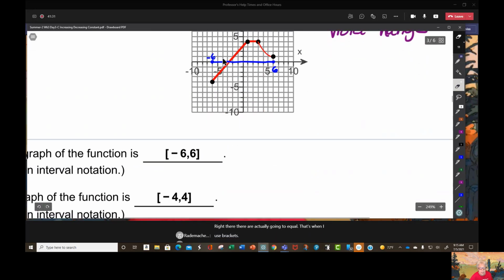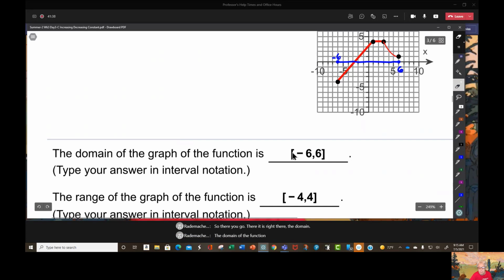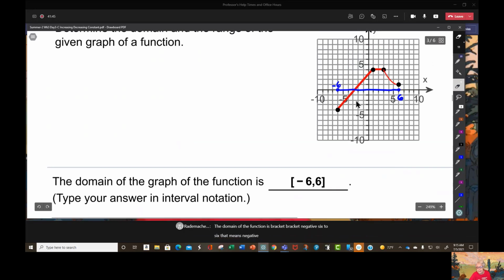So there you go, there it is right there. The domain of the function is bracket, bracket, -6 to 6. That means -6 and 6 on the x-axis are included in the domain. So we'll put blue brackets. No, we won't. Yes, we will. Bracket, bracket, domain.